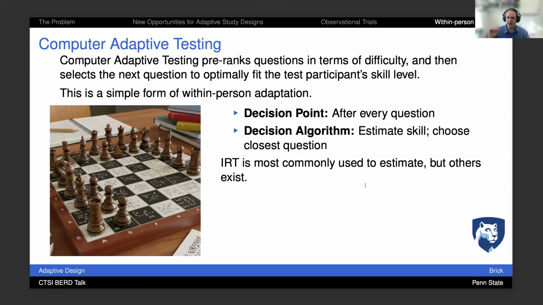Another similar one is computer adaptive testing, which follows a fairly similar process. In computer adaptive testing, you pre-rank the questions in terms of difficulty, and then after each question, you pick the next question so that it's as close to the person's skill level as you can get, so it's most distinguishing. This is kind of flipping the RAR design, where now instead of randomly selecting new participants into a treatment group, you're randomly selecting questions for an individual.